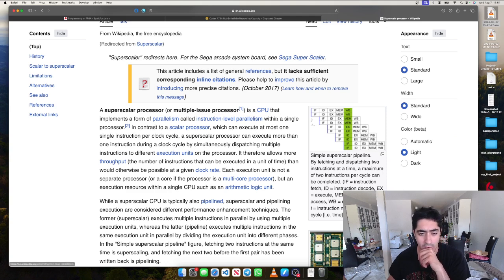What does it say? In contrast to a scalar processor, which can execute at most one single instruction per clock cycle, a superscalar processor can execute more than one instruction during a clock cycle by simultaneously dispatching multiple instructions to different execution units on the processor. It therefore allows more throughput, the number of instructions that can be executed in a unit of time.